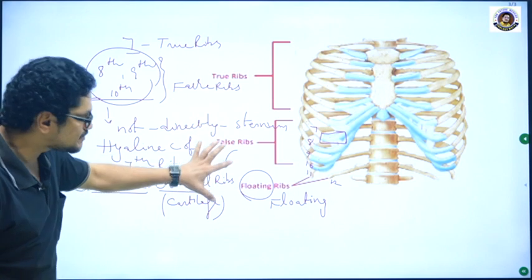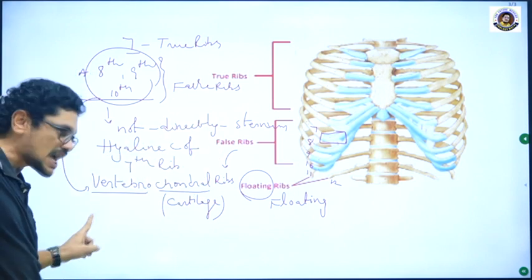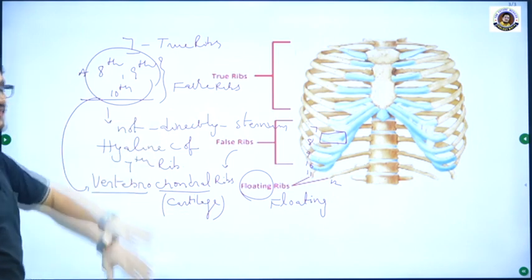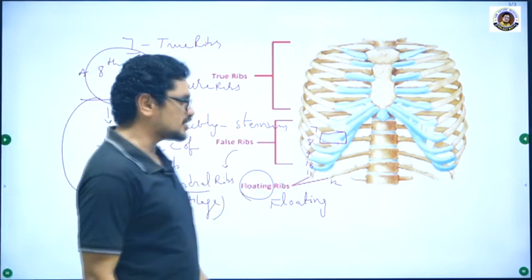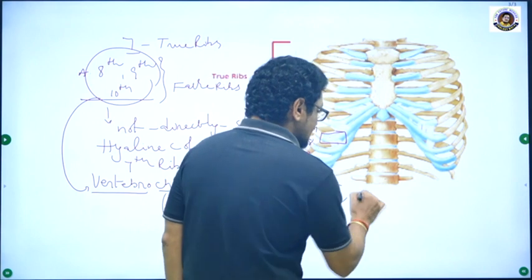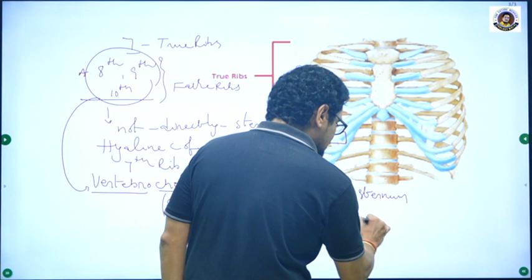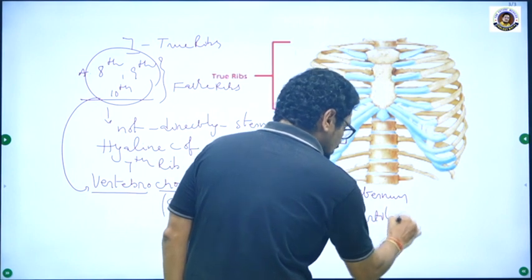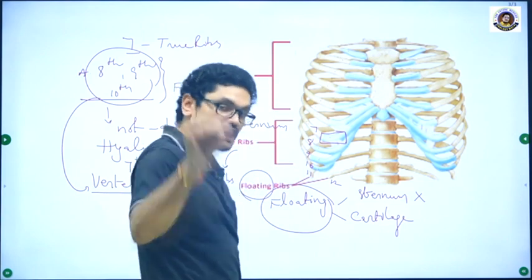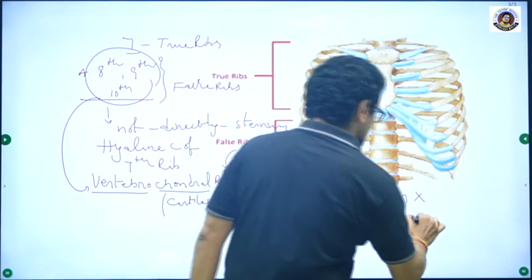vertebrochondral ribs are nothing but the ribs which are attached to the vertebrae on the dorsal side and to the cartilage on the ventral side. So that's all about the 8th, 9th and 10th pair of ribs. The 11th and 12th, just now I told, are called floating ribs. They are neither attached to the sternum nor to the cartilage. I mean to say, they are not attached to the sternum, and they are not even attached to the cartilages of the previous ribs.